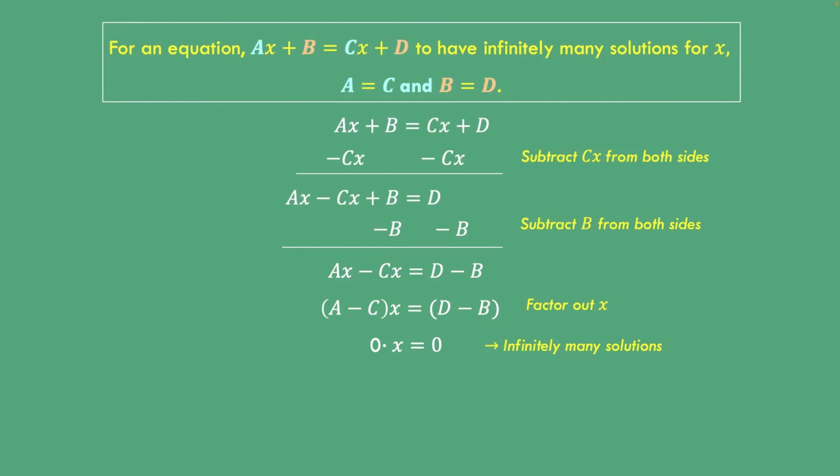In this case, the coefficient of x, which is a minus c, must equal 0. If a minus c equals 0, then a must equal c. The constant term on the right side, d minus b, must also equal 0. If d minus b equals 0, then d must equal b. We have shown that if an equation ax plus b equals cx plus d has infinitely many solutions for x, it must be that a equals c and b equals d.